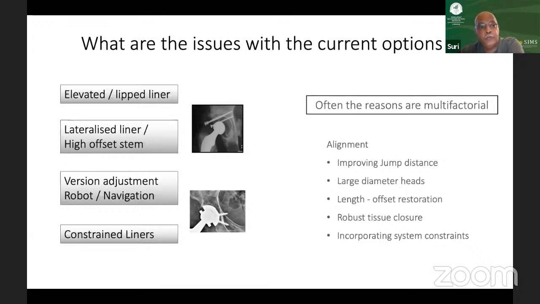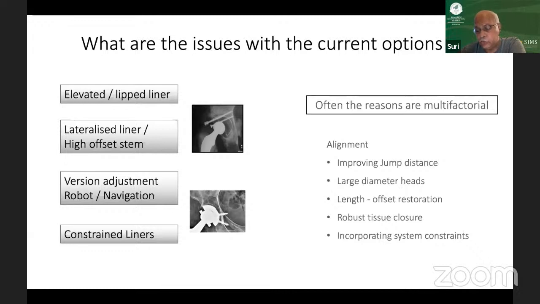Most of the options we use are the elevated liners, lip liners. Sometimes when you use elevated liners, it could itself be a problem, because if we don't rotate it right, it could impinge much earlier in external rotation if you have rotated it more posterior. So be aware of it, and be careful how you dial in the offsets. Lateralized liners and high offset stems are available today to control the offset and control the tissue tension and the abductor tension.